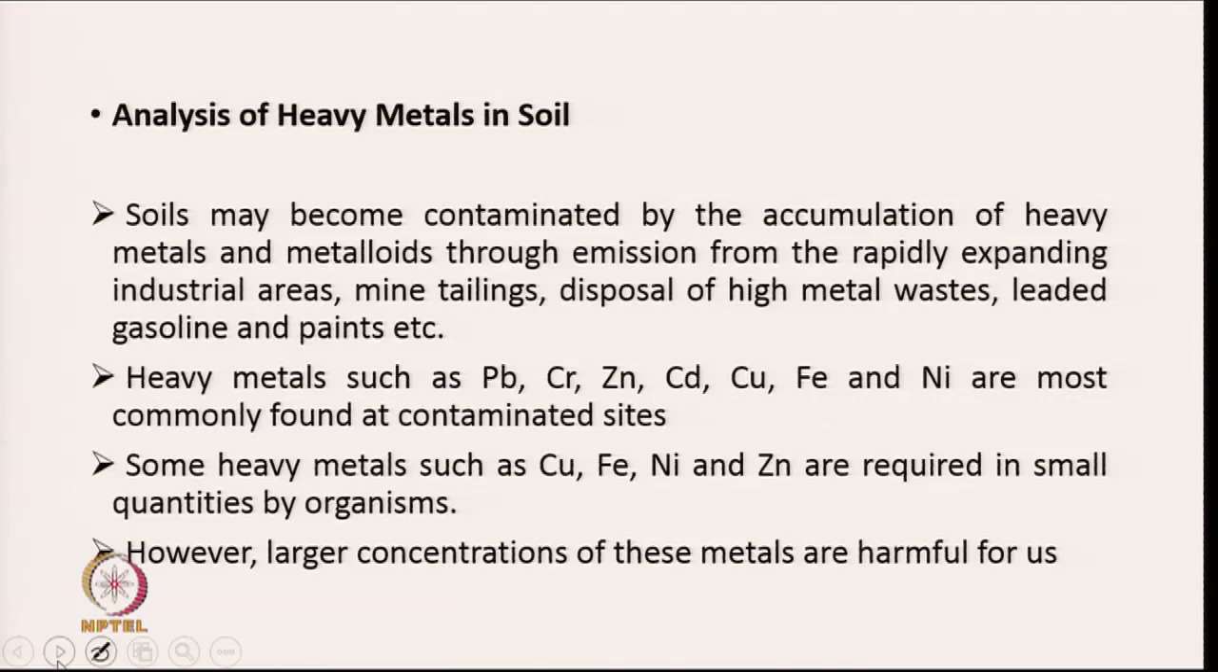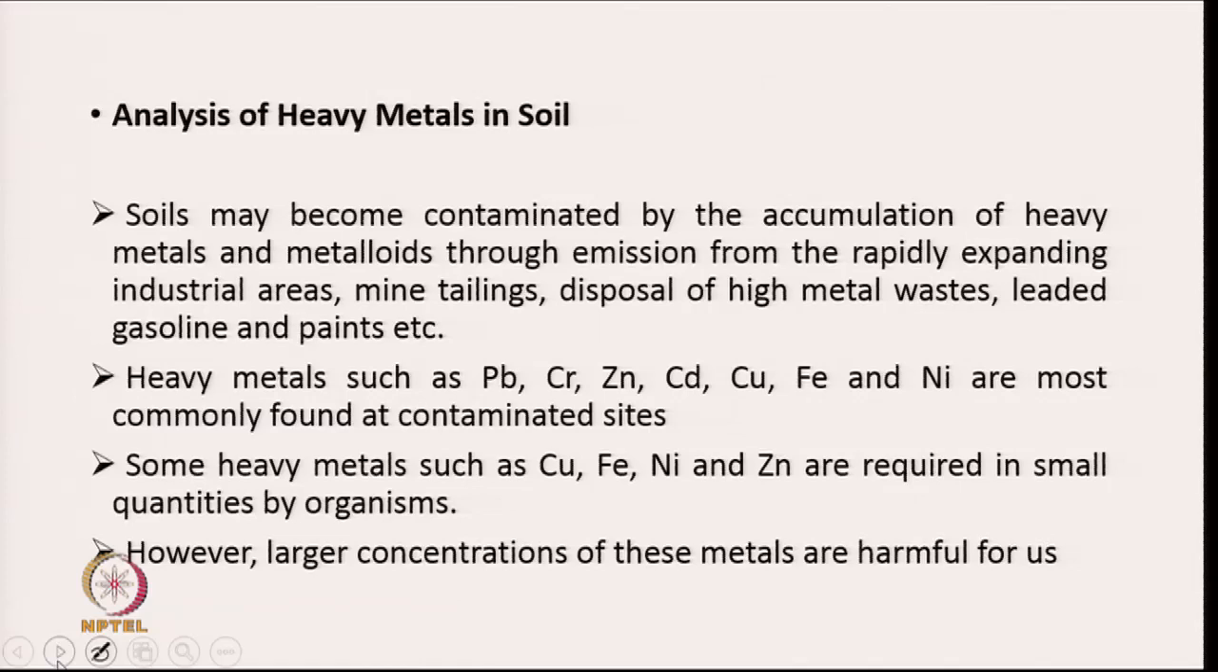Soils may become contaminated by the accumulation of heavy metals and metalloids through emission from rapidly expanding industrial areas, mine tailings, disposal of high metal waste, leaded gasoline and paints. So, soil is always prone to be contaminated by the accumulation of toxic metals, which mostly come from different industries.